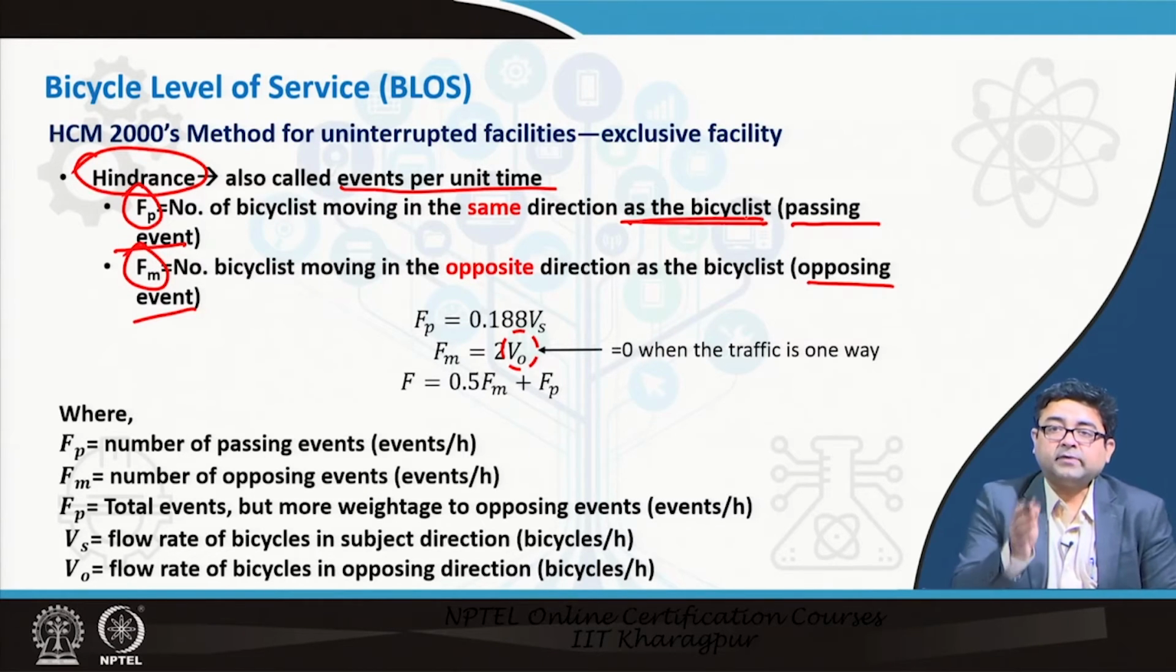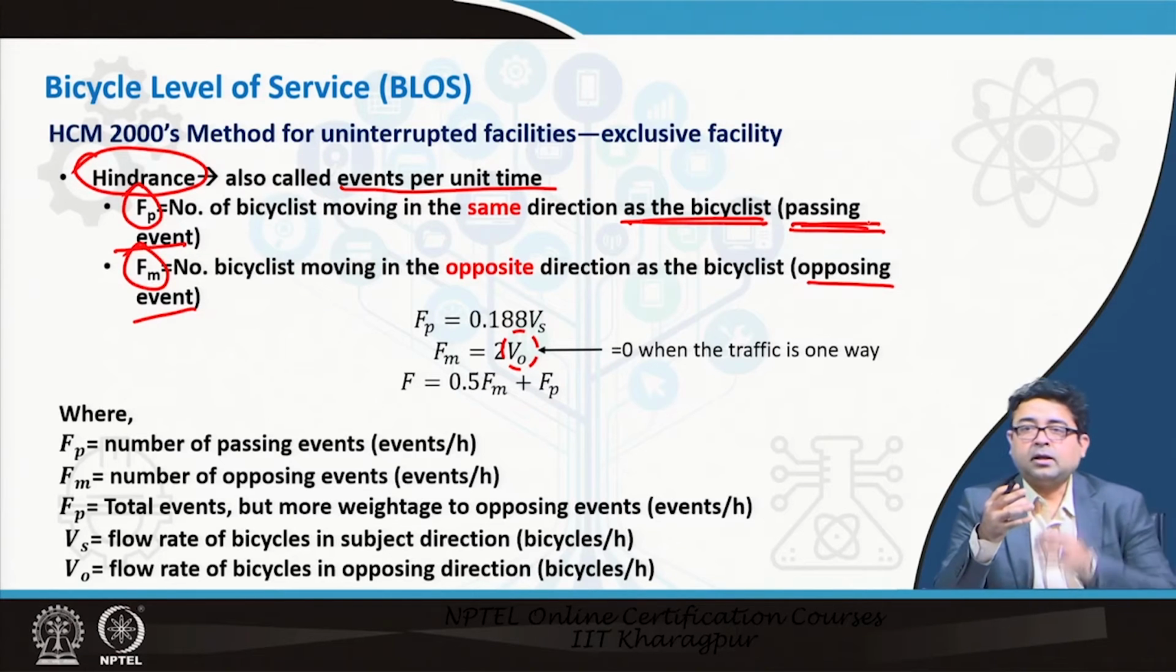So, if you are driving or riding your bicycle, and there are bicyclists riding in your same direction, this is called a passing event. You may have to pass or overtake those bicyclists. So, that is a type of event.